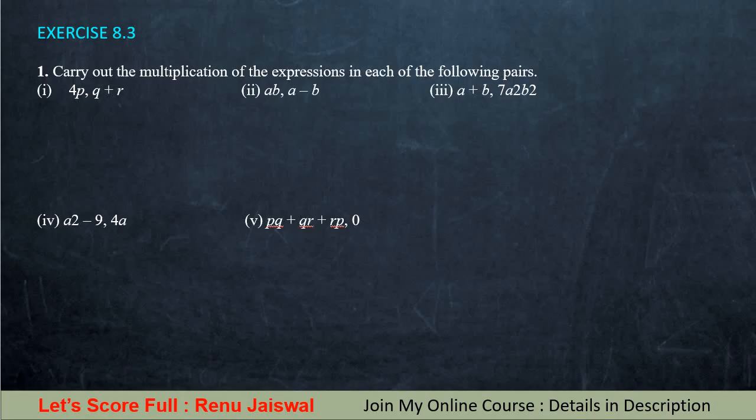Okay. So let's move to the exercise. So what is there in the exercise? Same thing. What we have done till now, we have to do the same. Correct? Okay. So first question says, carry out the multiplication of the expression in each of the following. So I can explain this question and I can explain this one and take one more. Which one? Let's do this or this. Let's do this. This will look bigger.